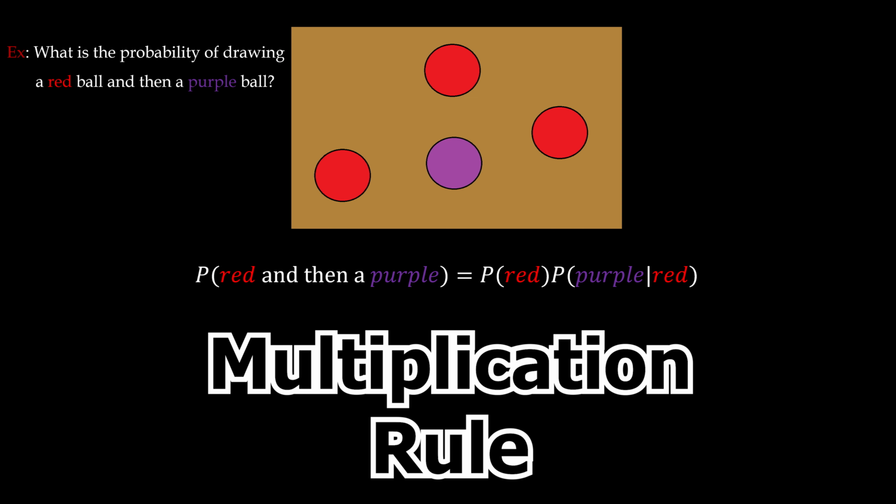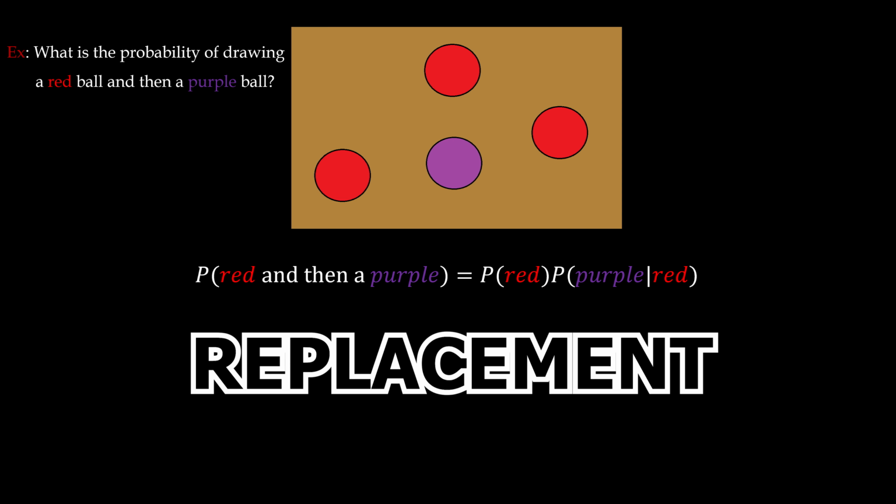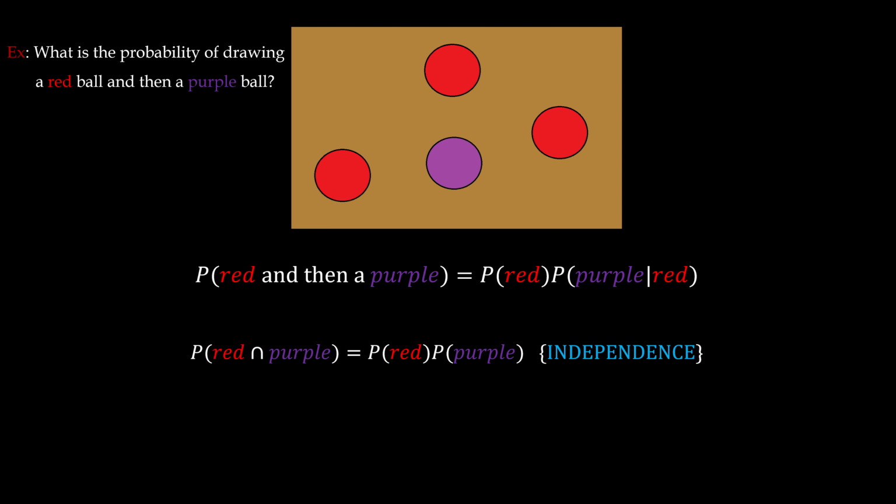Let's find the probability of picking a red ball, then a purple ball. This will be done with replacement. Remember what replacement is. It means after I make my first pick, I put that ball back into the box. In other words, my events are independent. Therefore, I can use the simplified multiplication rule.